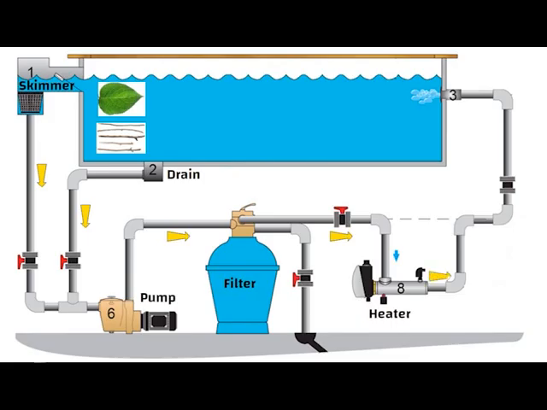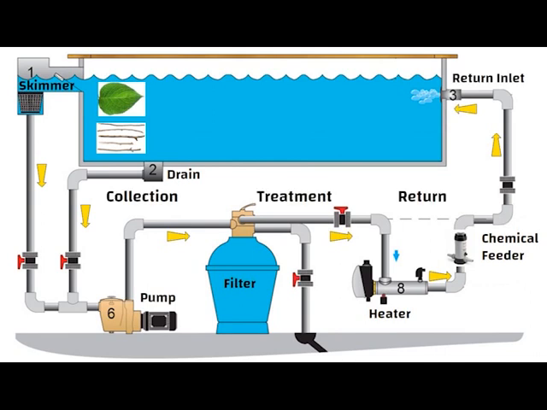Then water passes through a chemical feeder wherein water is chemically treated and again goes into the pool through return inlets. This system of collection, treatment and return of pool water is repeated over and over to ensure the water is free from dirt, debris and bacteria. Now let us understand all the components of a swimming pool one by one in detail.